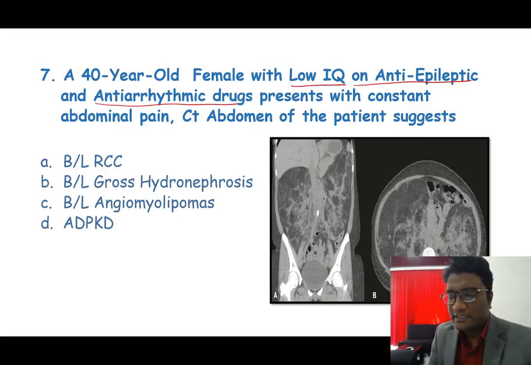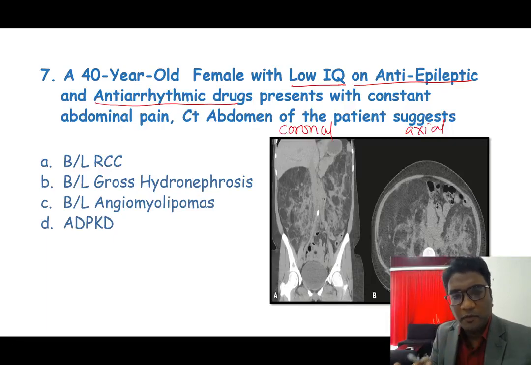So let us look at the CT scan images. This is a coronal CT and this is an axial image given to you. You are given a female who is having low IQ, epilepsy, arrhythmias, right? And the coronal and axial CT scan images are given. What is the likely diagnosis? Is it bilateral RCC, bilateral hydronephrosis, bilateral angiomyolipomas, or autosomal dominant polycystic kidney disease?